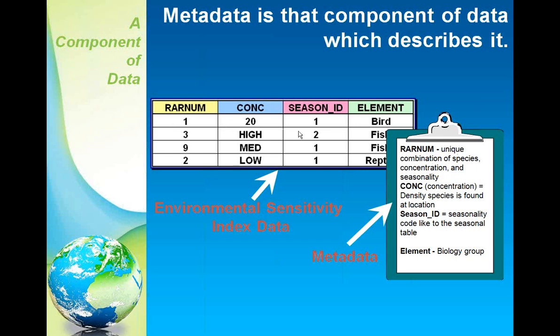I get a little bit of information here, but I have 20 here for concentration. Okay, density species is found. Okay, so I get 20. What units is that in? Is that 20 different species? But also, what's the valid domain that constitutes high, medium, and low? And then why is 20 there instead of a high, medium, or low? So again, we need more information to use this data. And metadata would answer that.